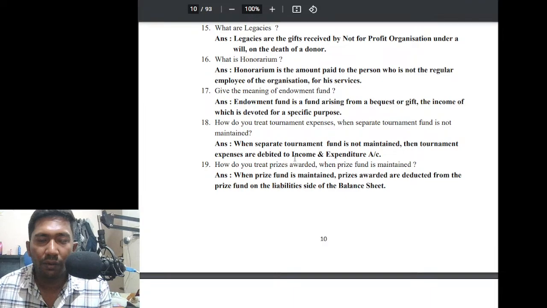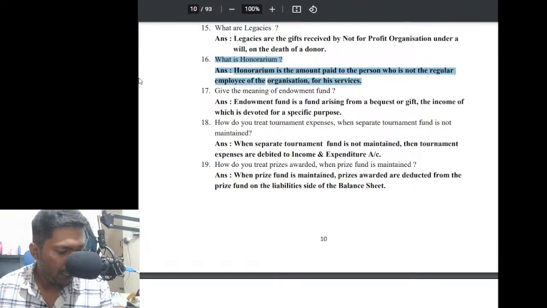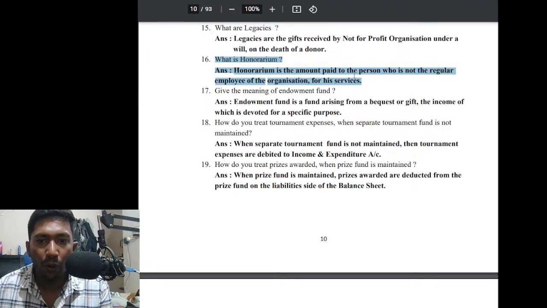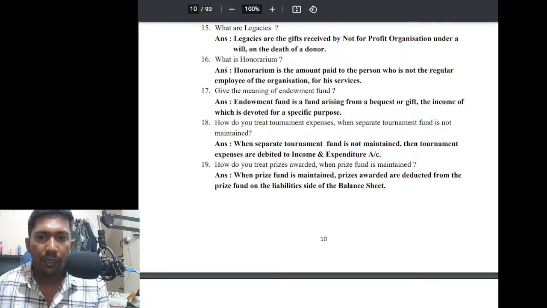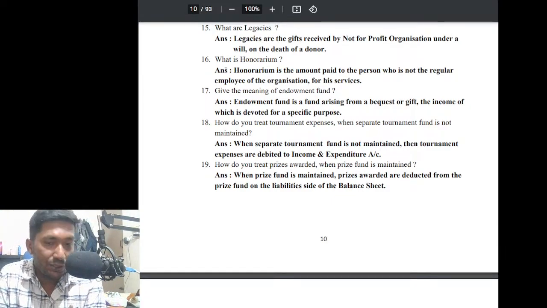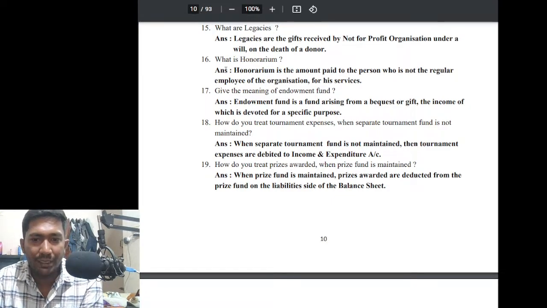Done. The next they have given, this also they have asked so many times in the question paper. What do you mean by honorarium? Honorarium is an amount paid to a person who is not a regular employee of the organization for his service. Okay, so you are paying an amount to a person, but he is not a regular employee. He is just coming and rendering his service, and we are paying some amount to him. Then it is known as honorarium.